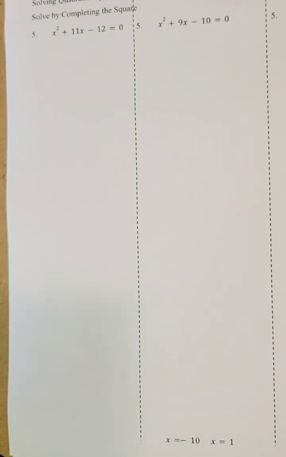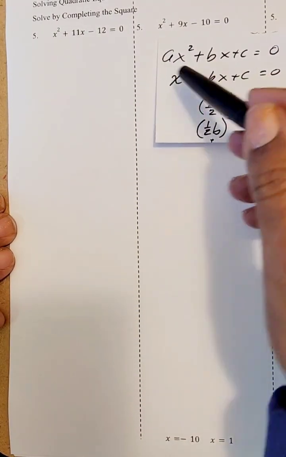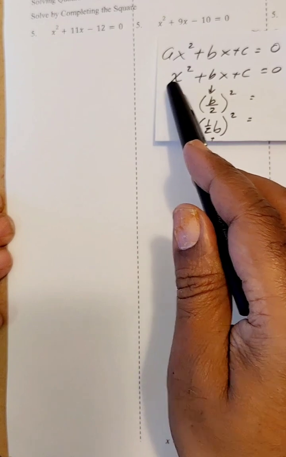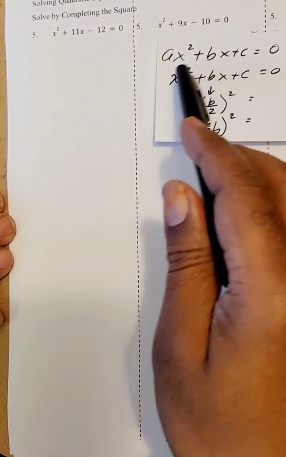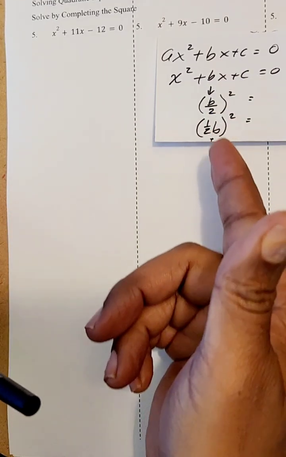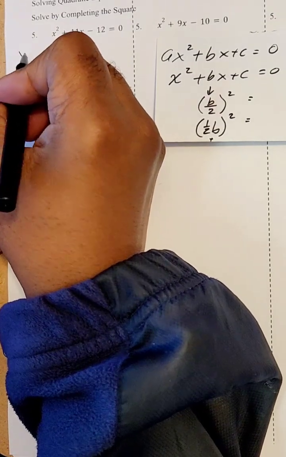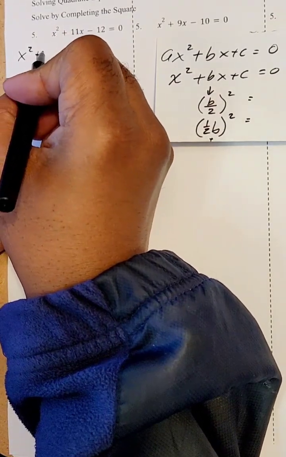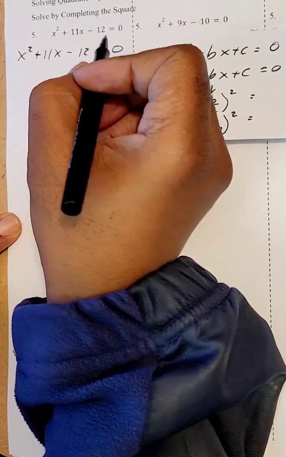22.5. Solving quadratic equations by completing the square. Okay, this is the form that we look for right here, where the leading coefficient of the quadratic general form or standard form is 1, and then we'll complete the square using one of these two methods here. So we have our x squared plus 11x minus 12 equals 0.